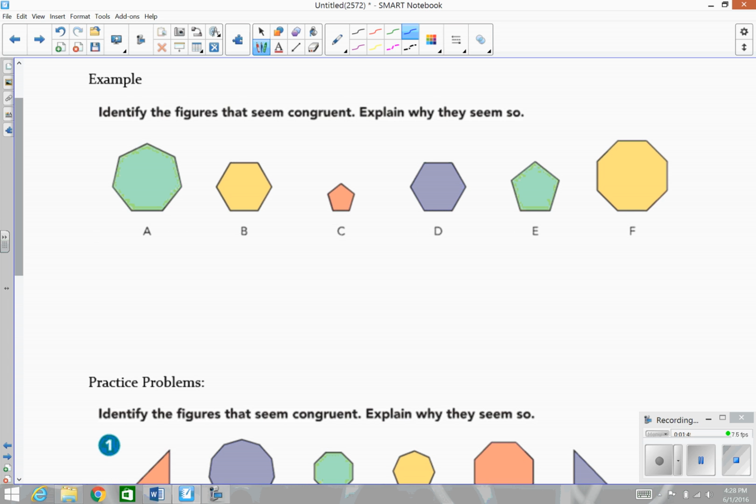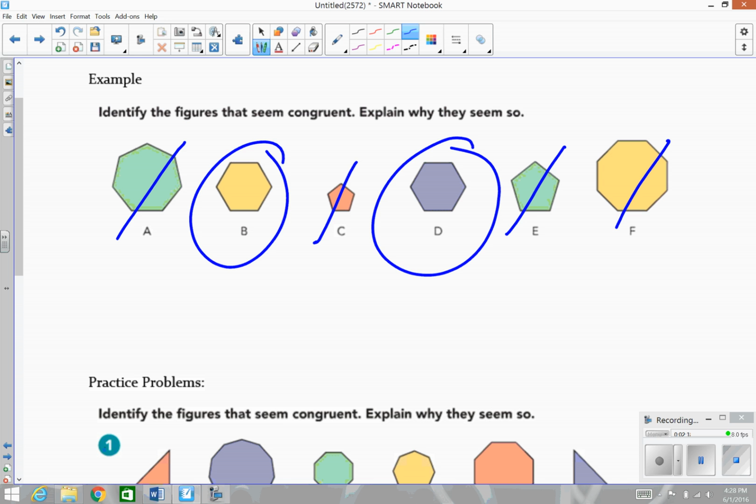These examples are pretty straightforward, pretty simple. The first one says, identify the figures that seem congruent. Explain why they seem so. Again, looking for figures that are the same shape and size. So for example, C and E, although they are the same shape, are different sizes. So we cannot say that those are congruent. Don't get fooled by A and F. Those are different shapes, leaving us with B and D being congruent because they're the same shape, same size.